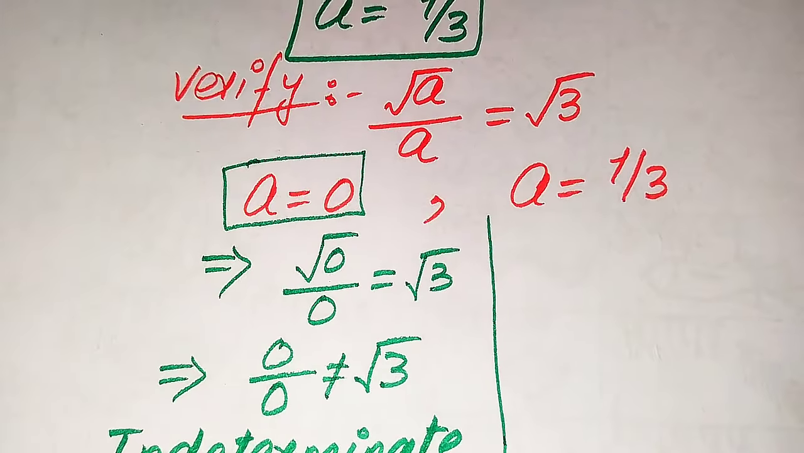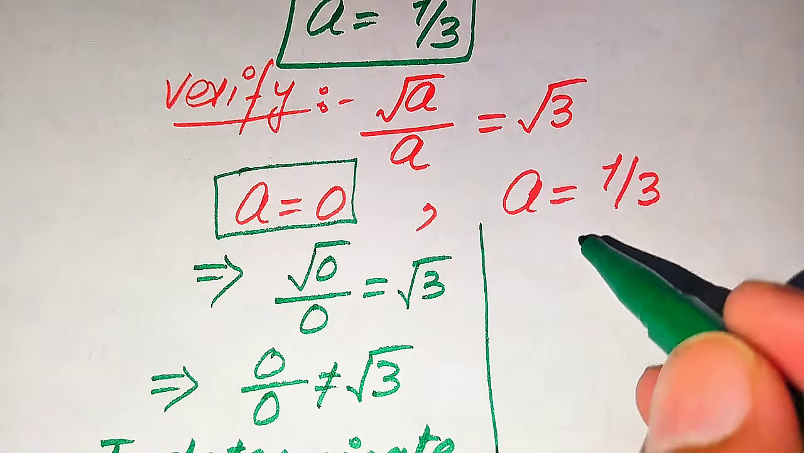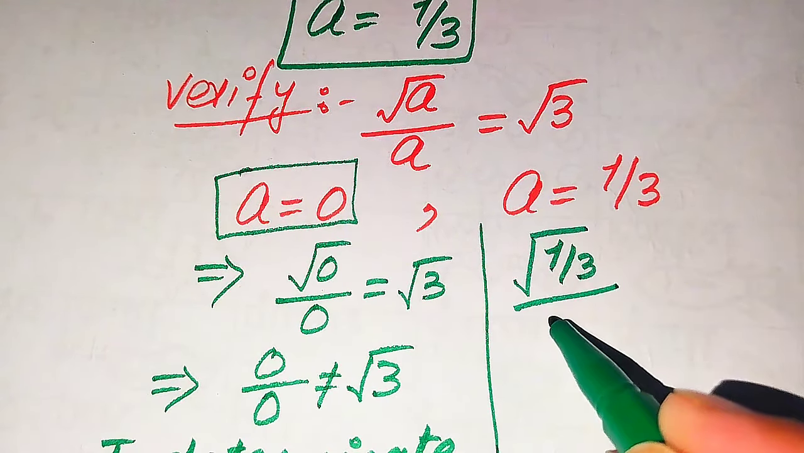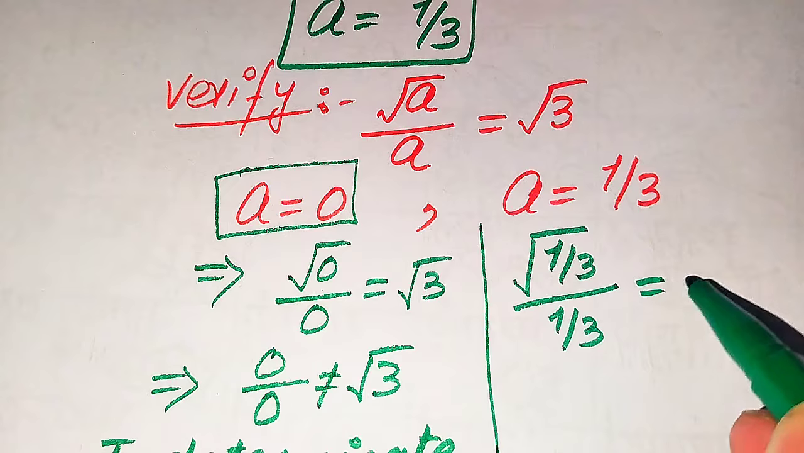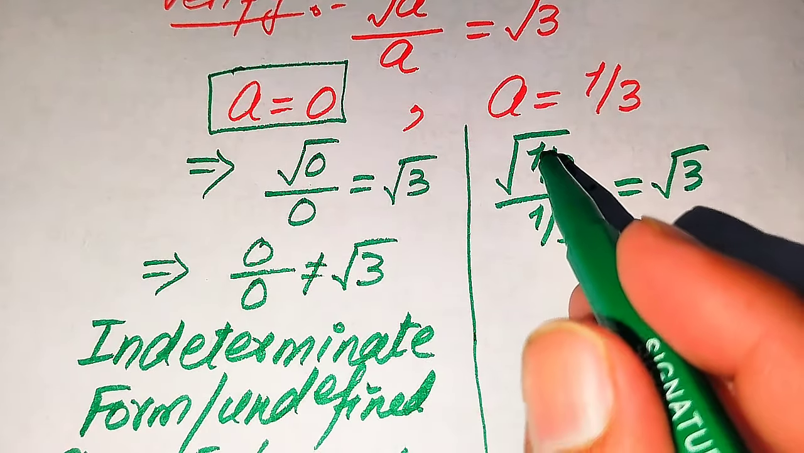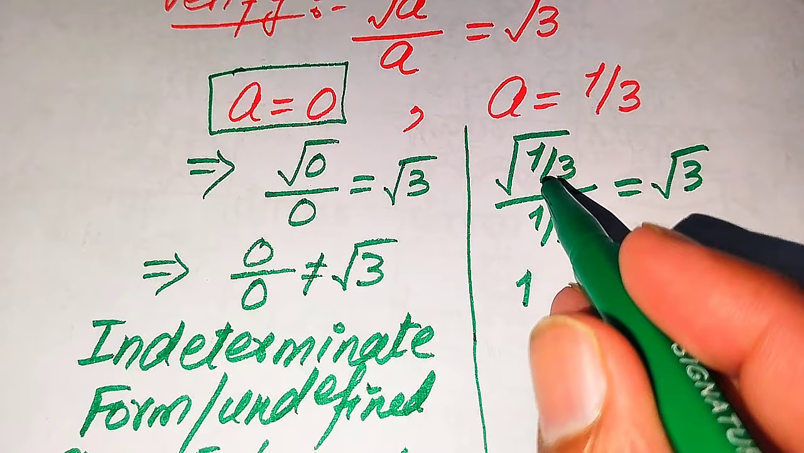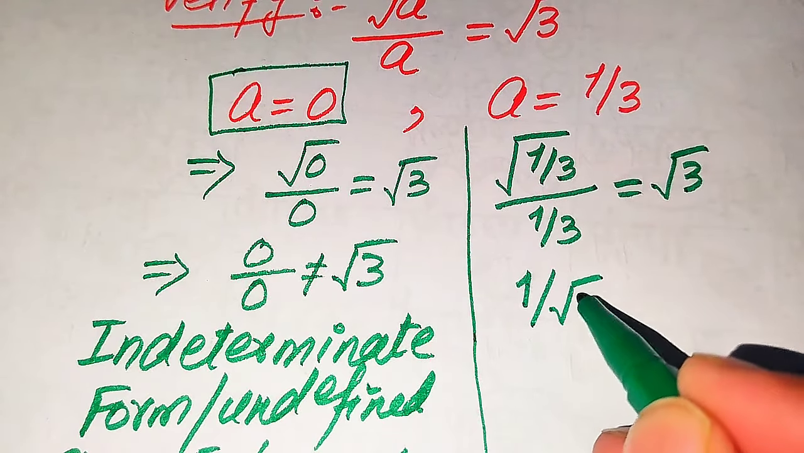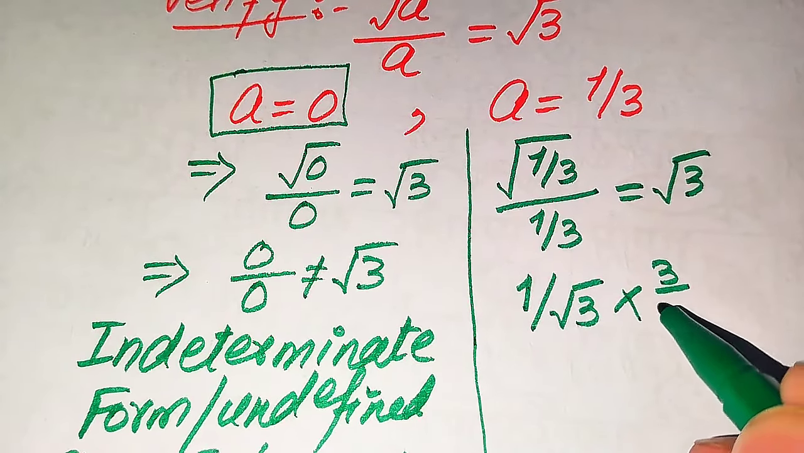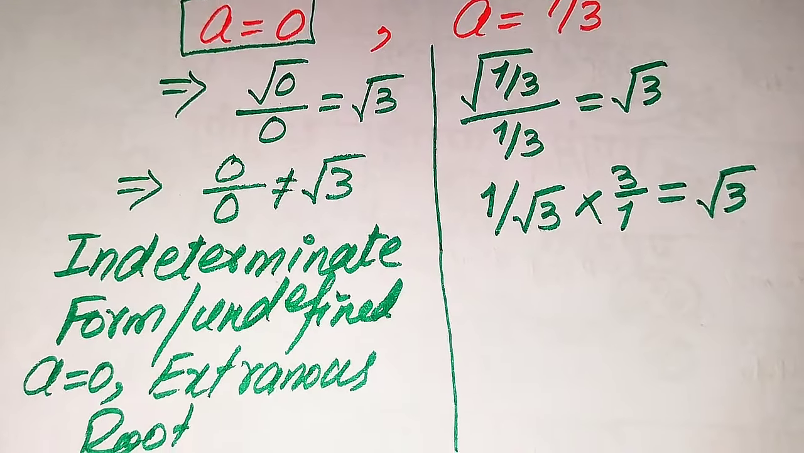So this is the conclusion about a equals 0, and now we need to verify a equals 1 over 3. We substitute this value of a into the left hand side, and it becomes square root of 1 over 3 divided by 1 over 3, which should equal square root of 3. When we apply the square root separately, the square root of 1 becomes 1 into square root of 3, and the 1 over 3 divides to become 3 over 1, which is square root of 3.